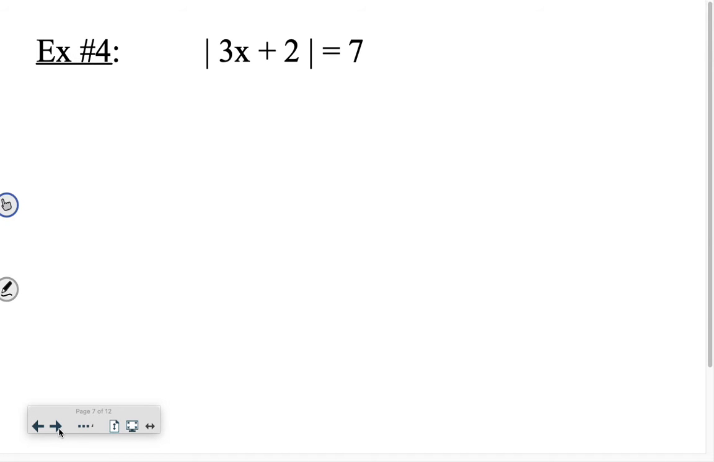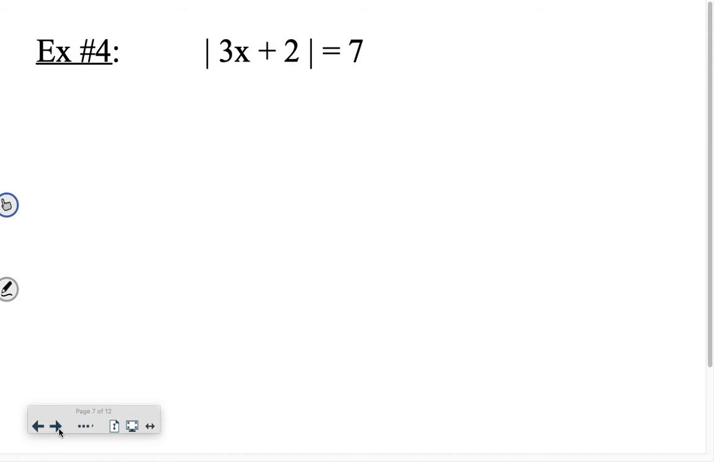So here's the concept. I'm taking the absolute value of something and I want the answer to be 7. What numbers, when you take the absolute value, give you 7 as an answer? Absolute value of what gives you 7? 7 or negative 7. Absolute value of 7 is 7. Absolute value of negative 7 is 7.